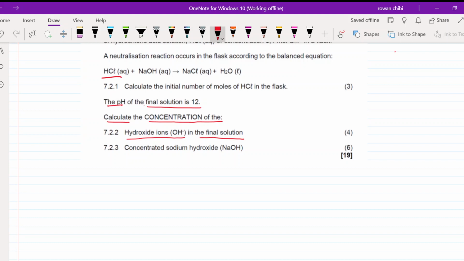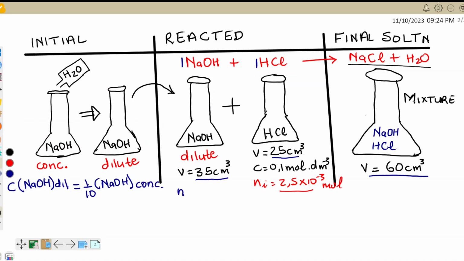So they said now the pH of the final solution is 12. Where is the final solution? Remember, this is the final solution. So the pH at the final solution they gave us is 12 in the final mixture. Now they said we need to calculate the concentration of the OH minus ions in this final solution, the concentration of OH minus in this final solution. So let's do that one.